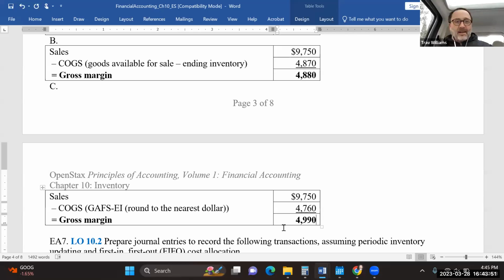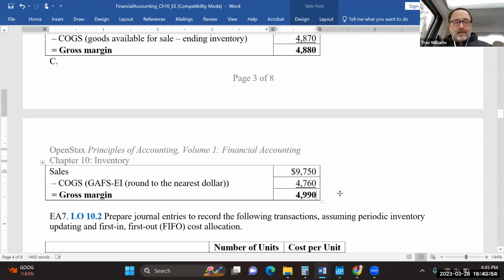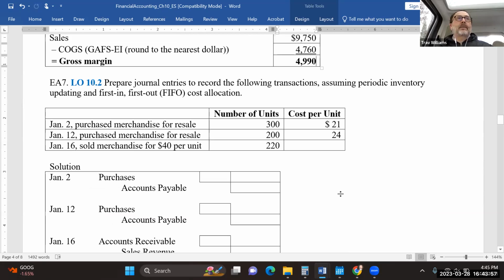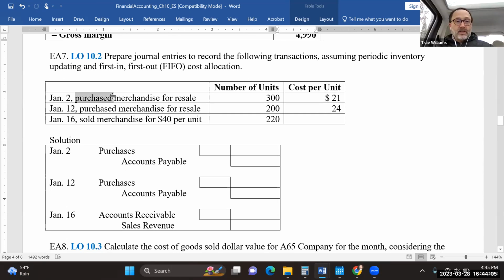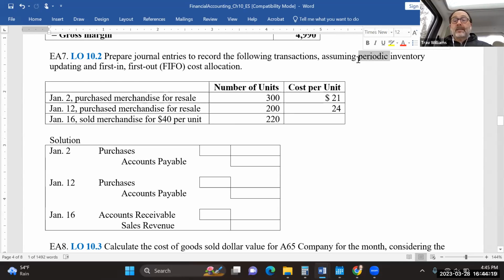Okay. All right. Well, let's move on to exercise 7 then. Here we've got some journal entries, and this is actually going to be pretty easy because what we're going to do is journalize this first purchase, then journalize the second purchase, and then a sale. Now, this is using the periodic method. It does say here periodic. For the exercise set and the problem set, if it doesn't say whether it's periodic or perpetual, then assume it is perpetual because that is the more common method.